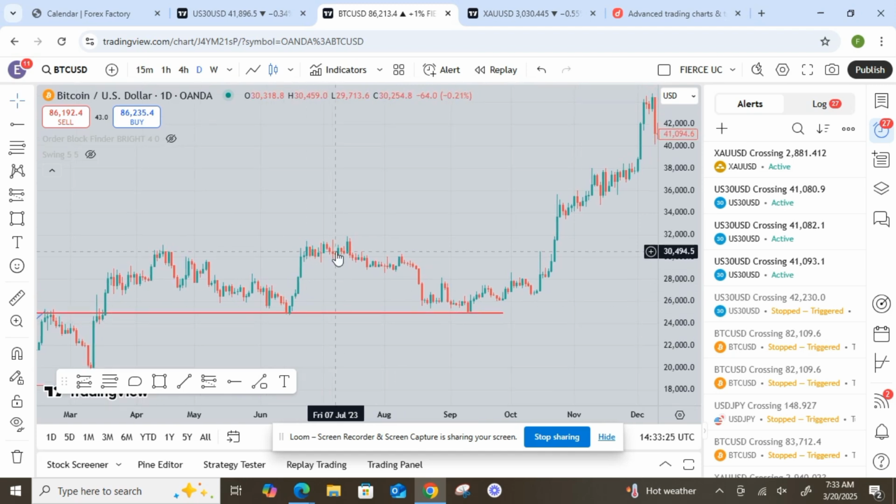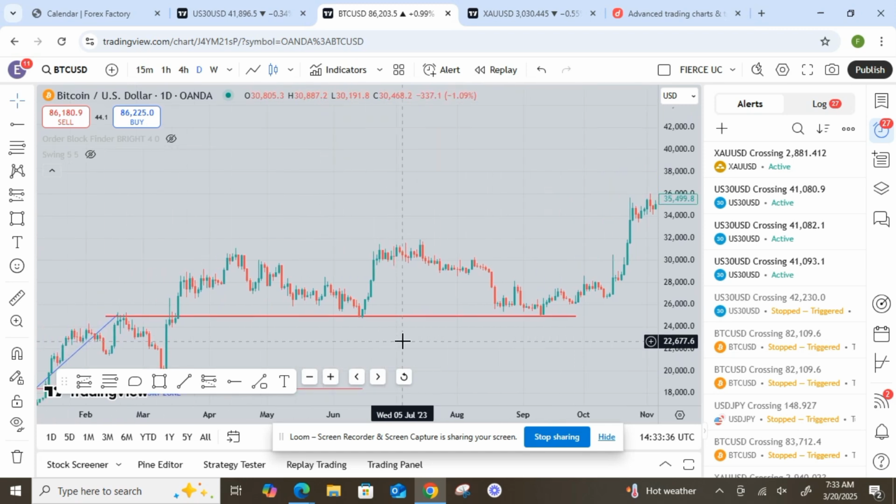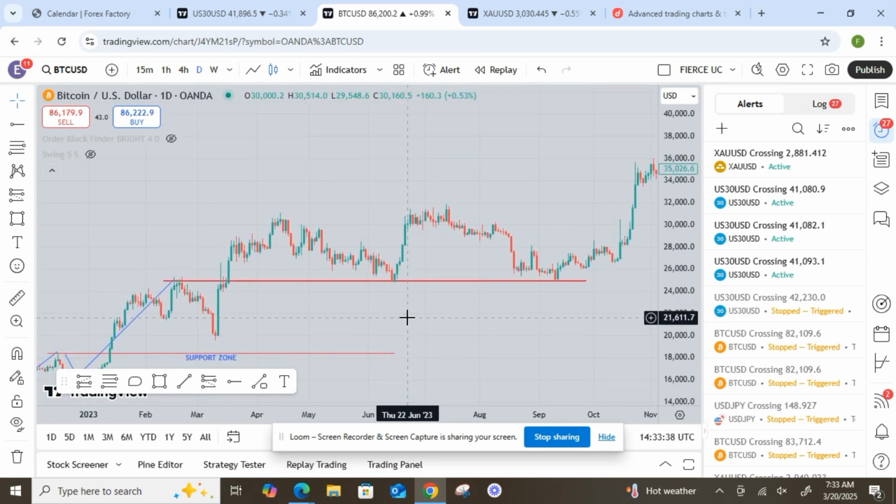So it touched and came here. It didn't break this thing properly. That's why it came back again to gain more momentum to break through. You see now. Did you understand this thing?